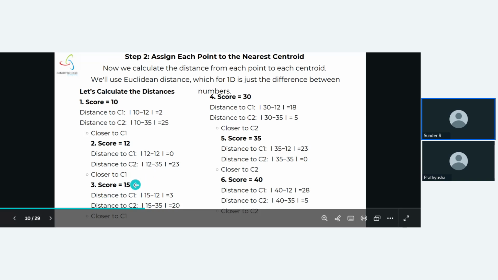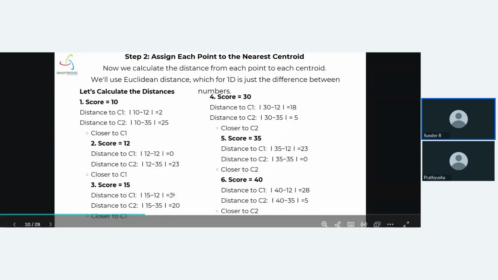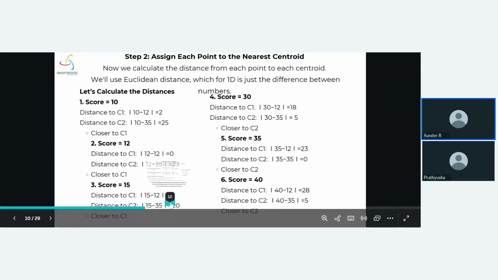Next we have this 15. We have 15 minus 12, it is 3, and then 15 minus 35, it is around 20. So is 15 close to 3 or close to 20? It is definitely close to C1, 3 itself, right? So hence it belongs to C1. Then we have to find the lowest value. Is it clear?